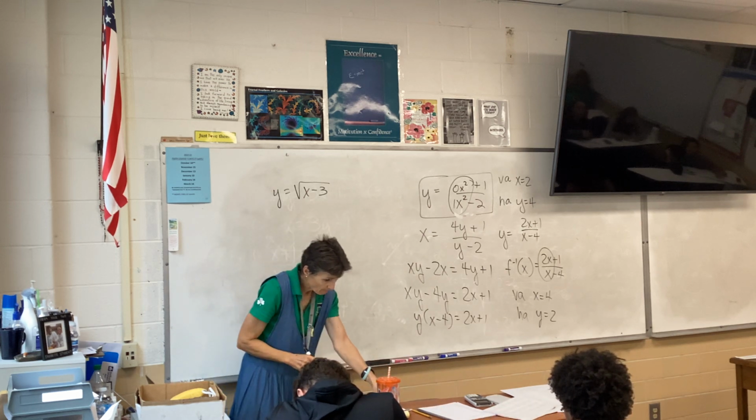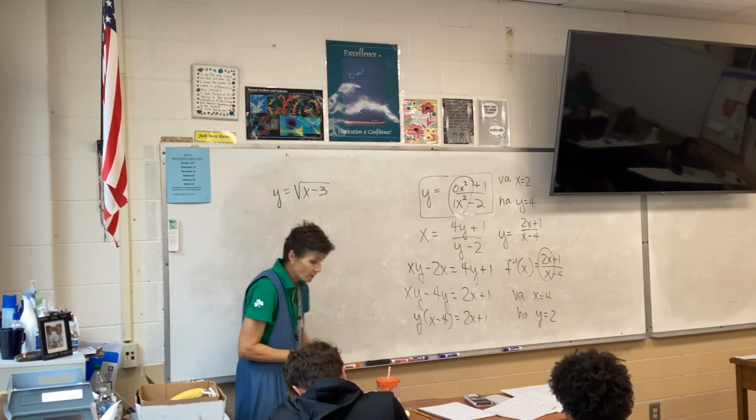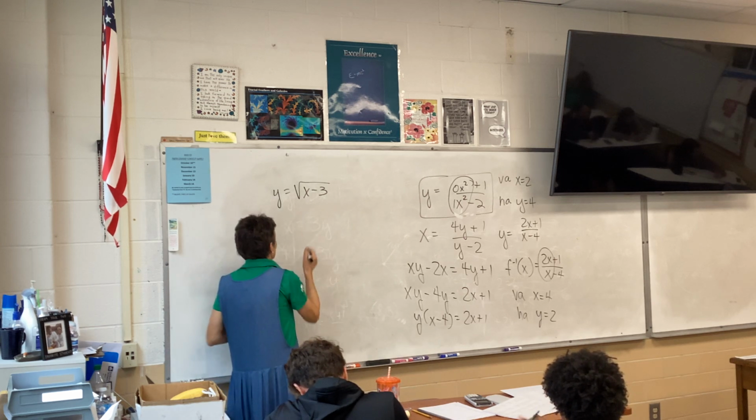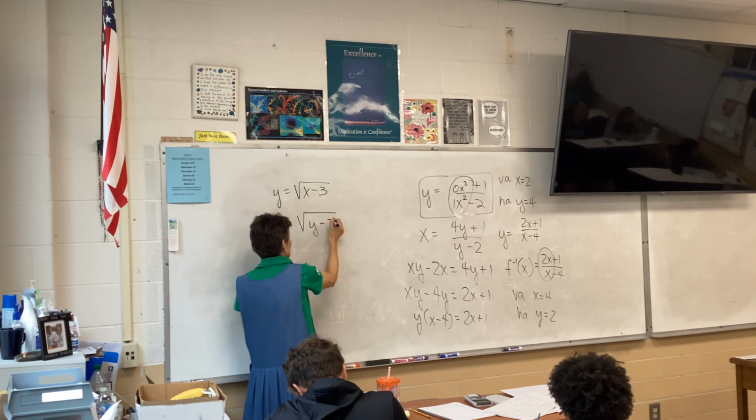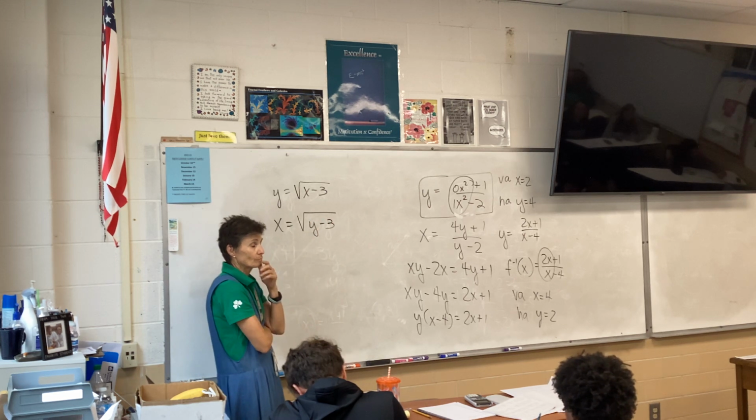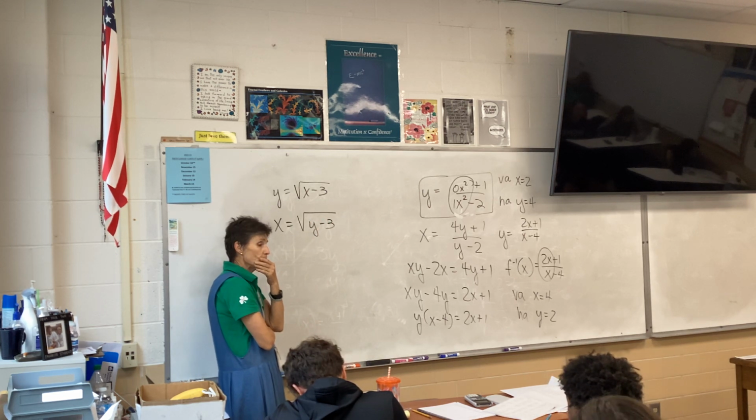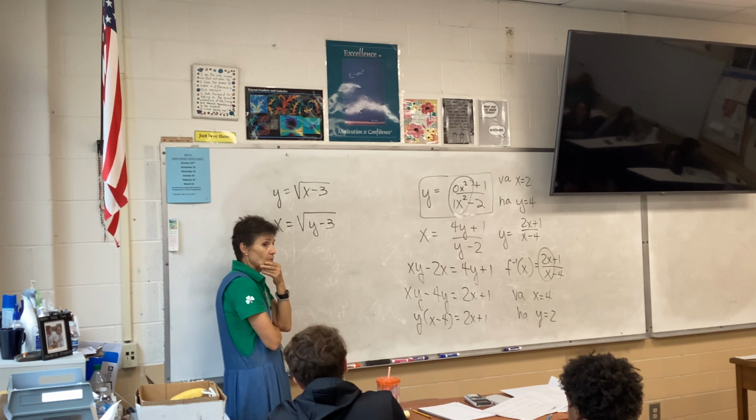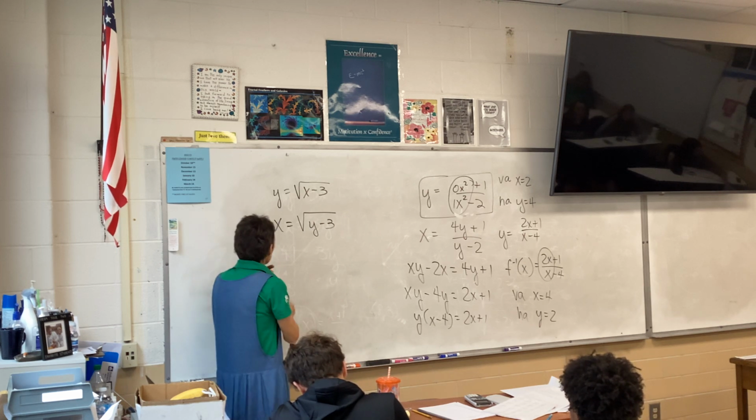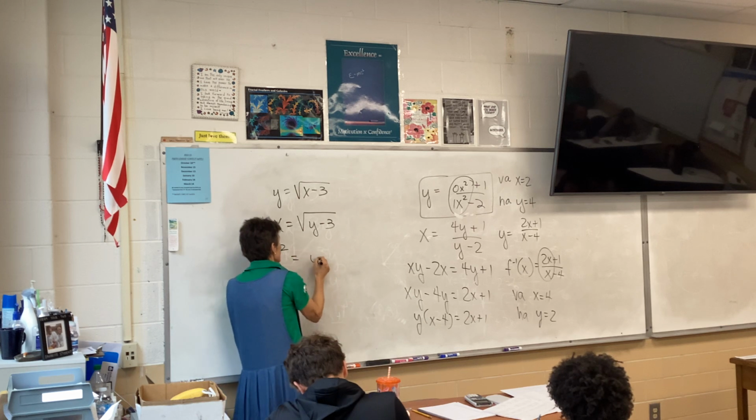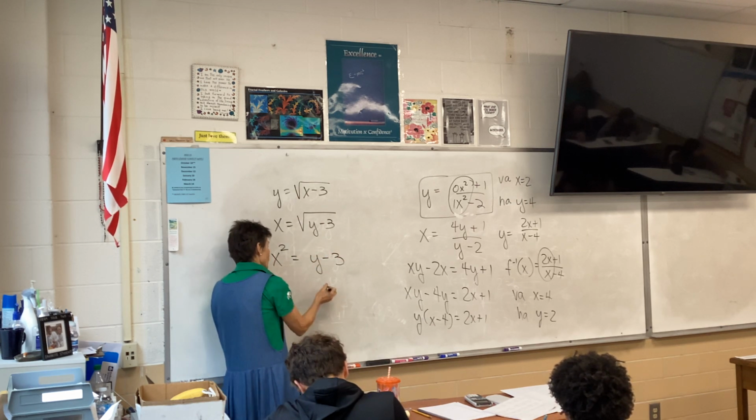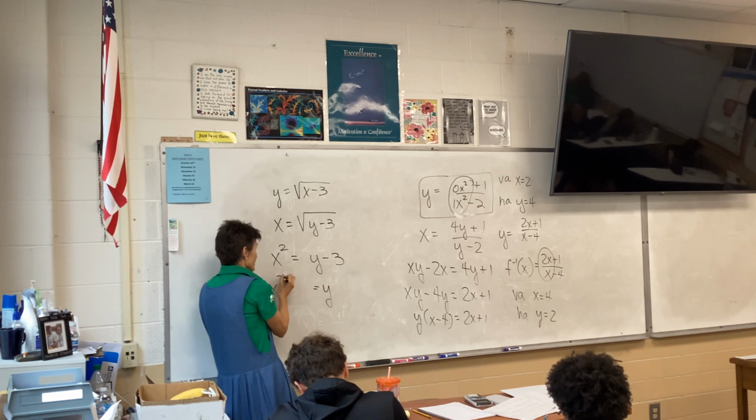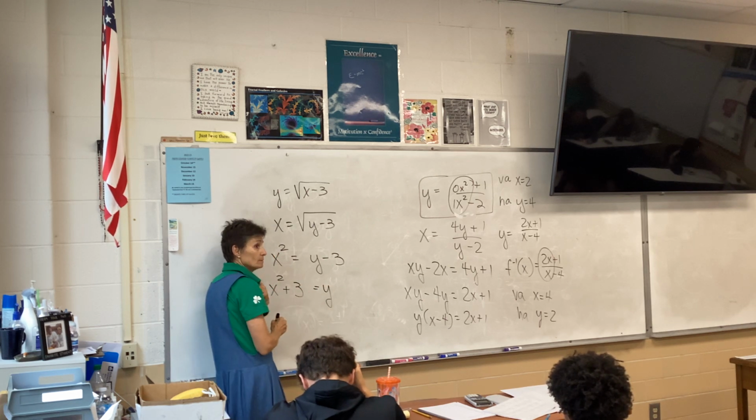Okay, what's our job? I think still find the inverse, right? Yep, we're finding the inverse. So, x equals the square root of y minus 3, would you agree with that? Okay. What do you want to do with that? Square both sides, so x squared equals y minus 3. And then y equals x squared plus 3.